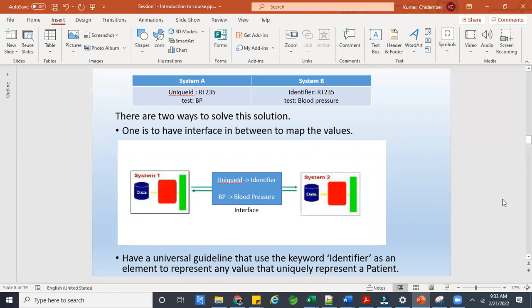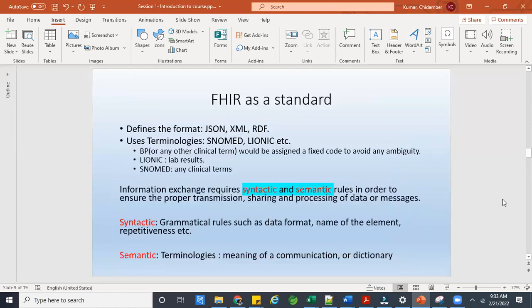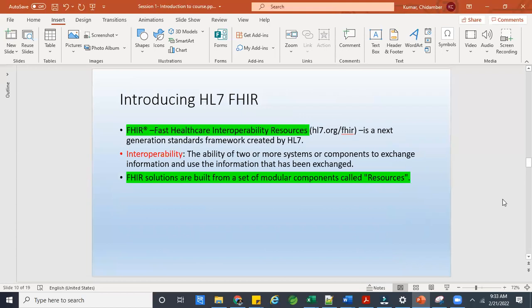So when it comes to interoperability, there are two aspects. One is exchange, and the other is being able to use that information. And the other term that we see here is resources. Resources might be a new term with respect to healthcare here.